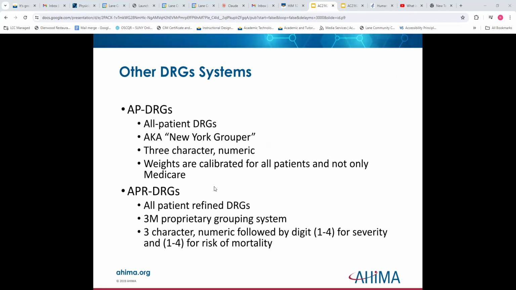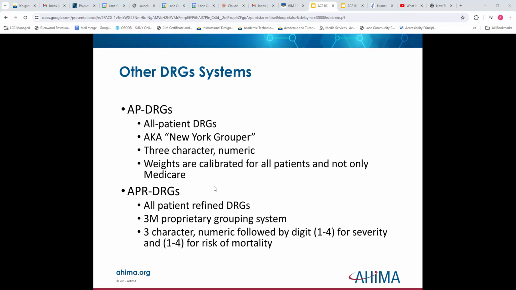And we talked about MSDRGs. That's the one that we always get obsessed with, but we have all payers and all payers refined, right? The New York Grouper. And you'll hear these things. And basically, there are other ways of using similar DRG groupings in the AP DRGs. This is all patient, all payer type of things for all patients. And we calculate these weights for everybody, not just Medicare.